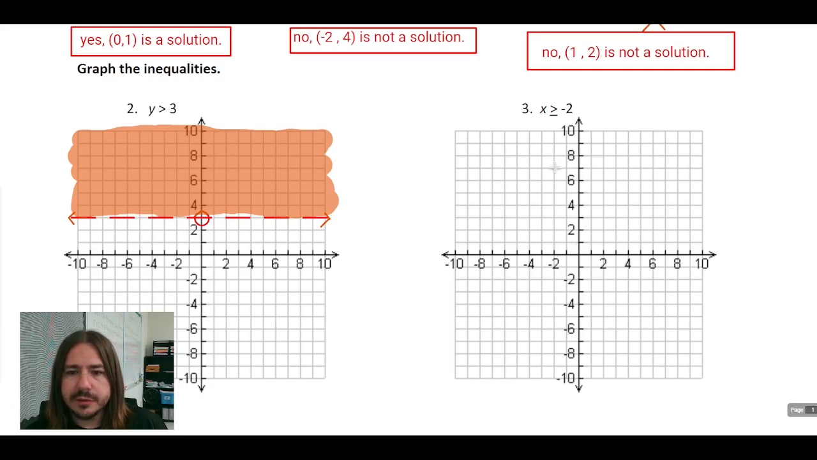So at -2, we do have a point right there. Let's go ahead and plot that in and we'll make sure it's filled. At x equals -2, it's going to be where we draw this. There we go. And then here's our line. Vertical line. And we want to shade where the x coordinates are greater than or equal to -2. So bigger than -2 is going to be to the right. You're going to shade to the right over here.